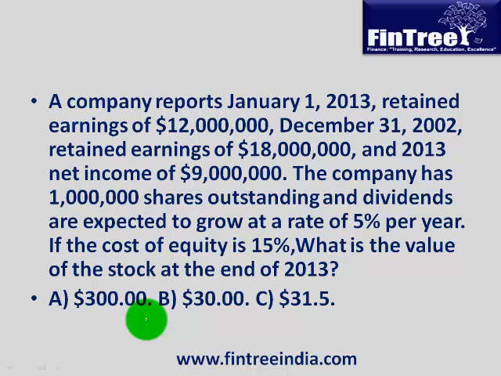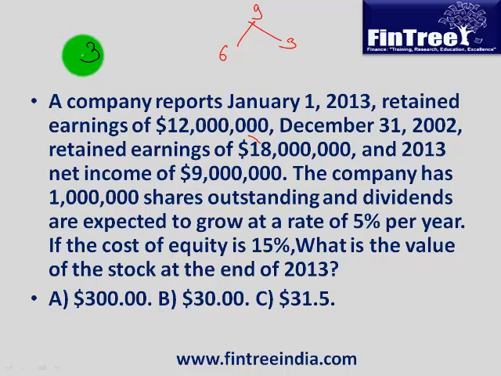The answer is C. Small trick. Your retained earnings are clearly 6. There's a difference of 6 here. Total profits were 9. If you've written 6, dividend is how much? 3. 3 million divided by 1 million, the dividend per share is 3.